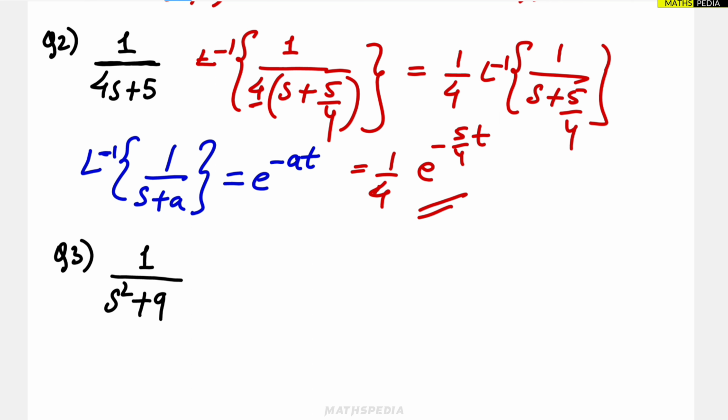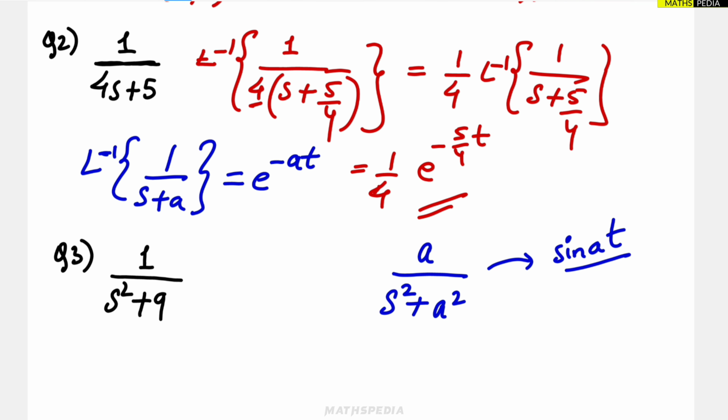The problem we are taking here is 1 by s square plus 9, so we have to use a different formula. We have studied that whenever you get a divided by s square plus a square, you can relate it to the formula for the Laplace transform of sin at. Whenever you get s square plus a square in the denominator, with a plus sign, you have to consider sin at or cos at.